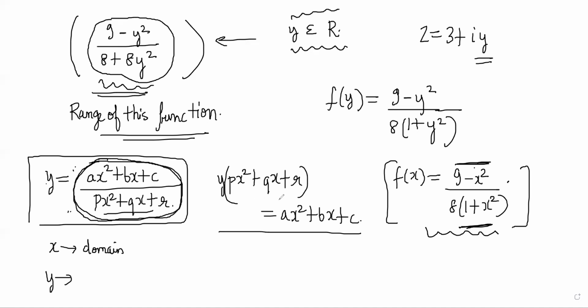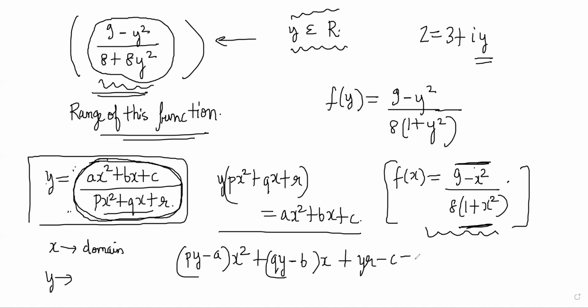And what is the purpose of doing this? I can convert it to a quadratic in x. For example, here you can easily rearrange the terms and write py minus a, x square, plus qy minus b, x, plus yr minus c equals 0, right? Yes, sir. This is the same expression, but I have made it a quadratic in x, right? Yes, sir. Now you can say that since x belongs to real, x will also be real numbers here, obviously. So we can say that this quadratic has real possible roots, real roots, right? So the discriminant has to be greater than or equal to 0, right?